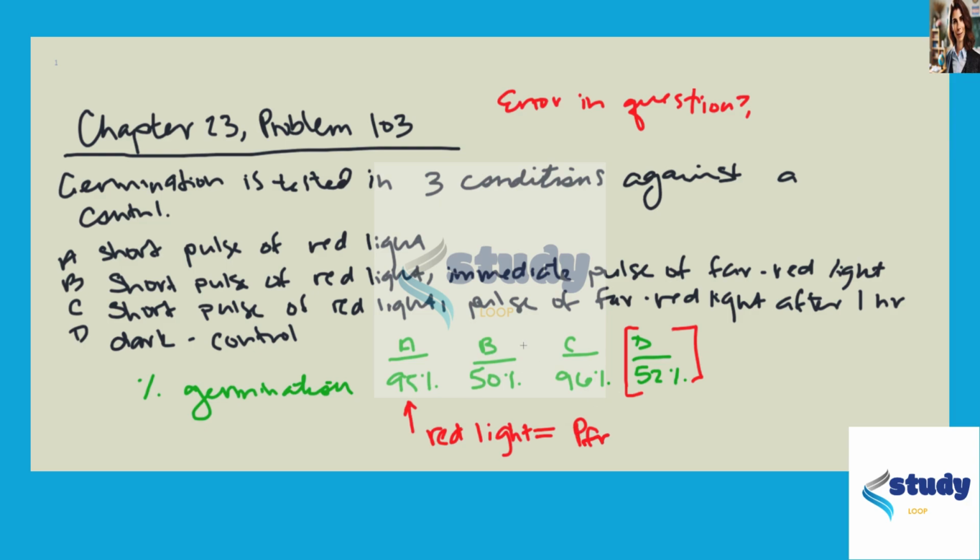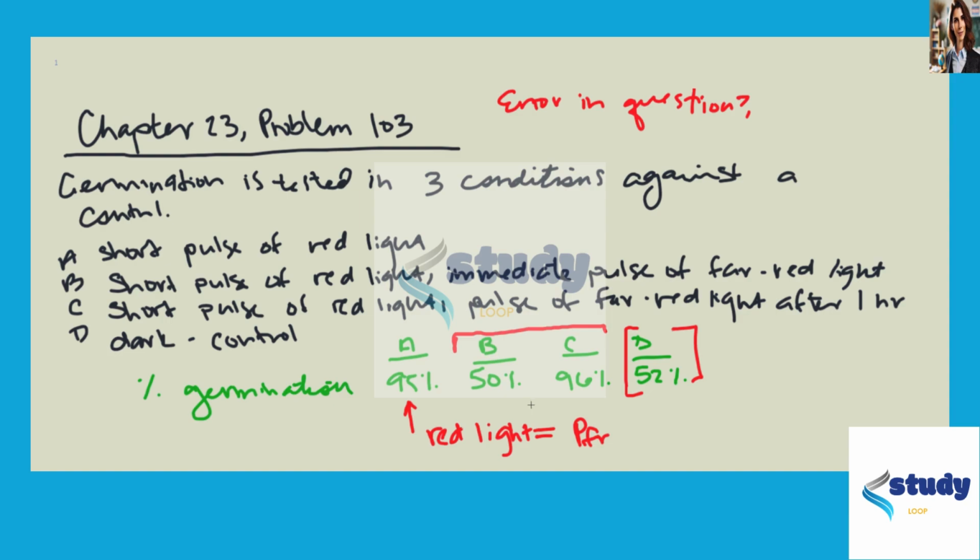So what we can see when we look at the red light followed by far red light situations is that an immediate pulse of far red light after the pulse of red light is quite comparable to the dark control. So that suggests to us that a pulse of far red light immediately after the red light pulse is detrimental to germination rate. However, if that pulse of far red light comes 1 hour after the pulse of red light, there seems to be no effect of that far red light pulse.